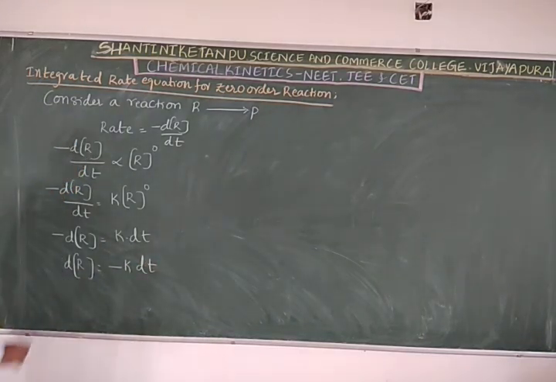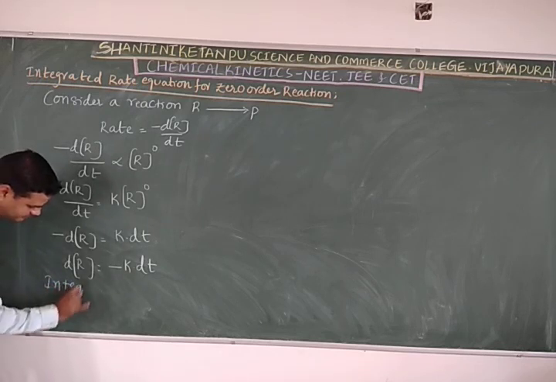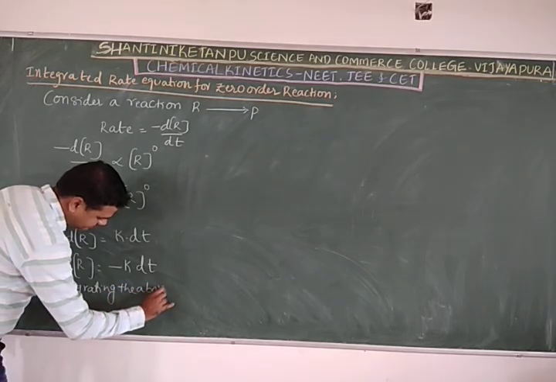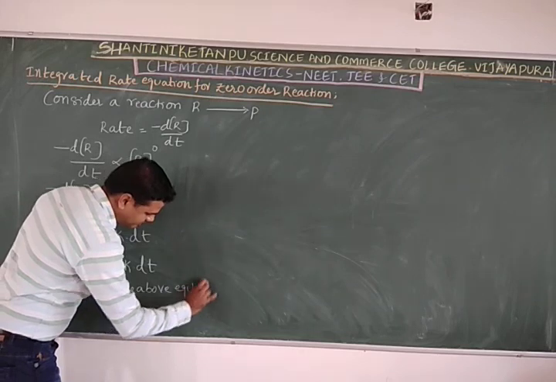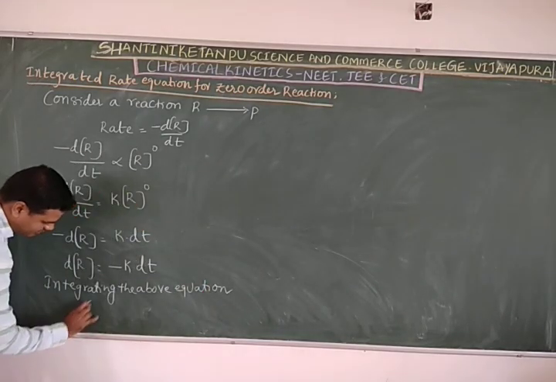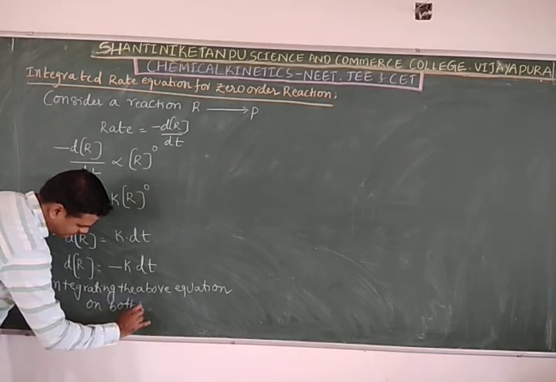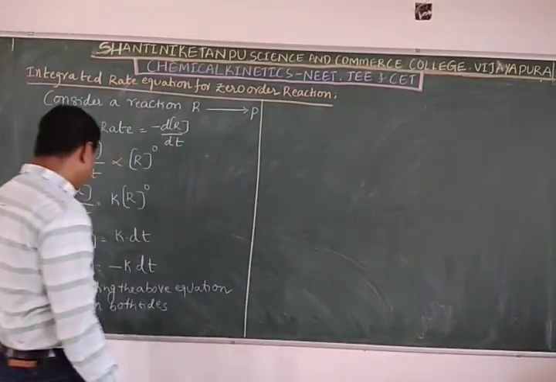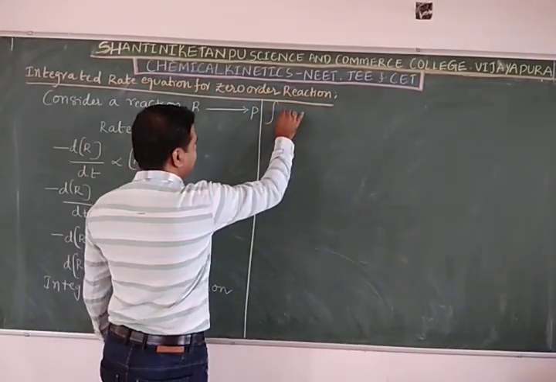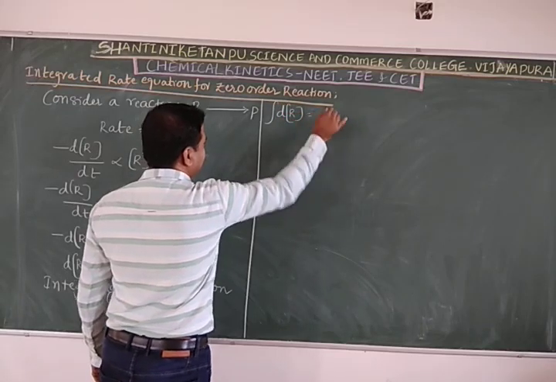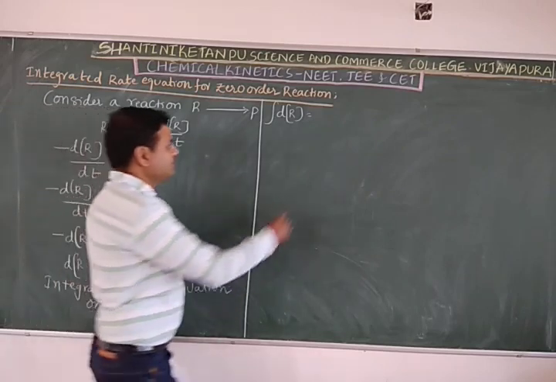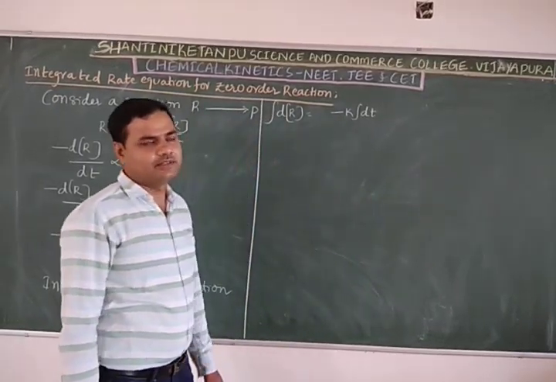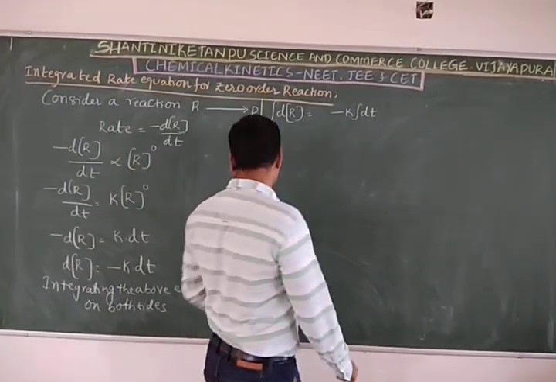Now what I am doing is integrating the above equation on both sides. When you integrate this equation on both sides, you will get the integration of dR, and here the constant cannot be integrated, it is a rule of integration, and the integration of dt. There are some formulas for integration.